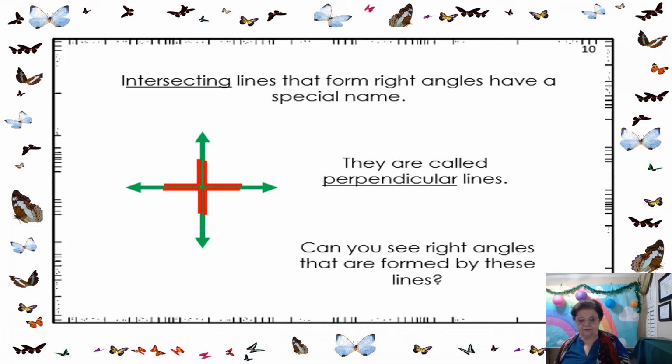Intersecting lines that form right angles have a special name. They're called perpendicular. Can you see the right angles in this perpendicular shape? 1, 2, 3, and 4.